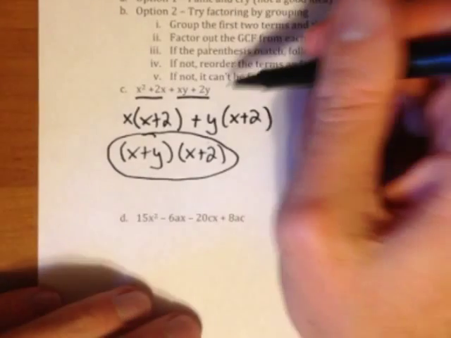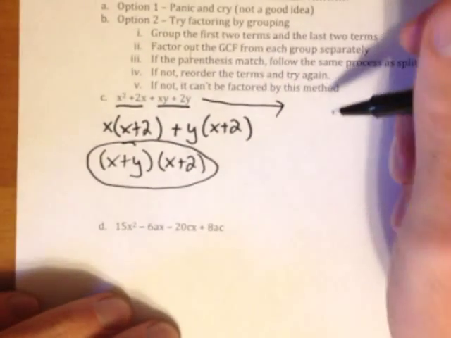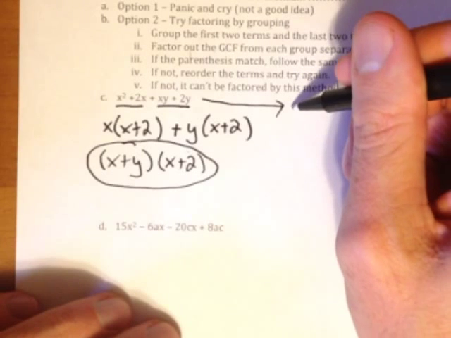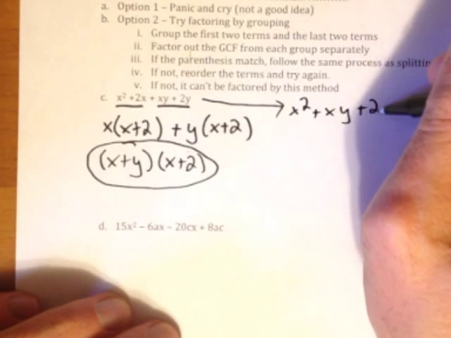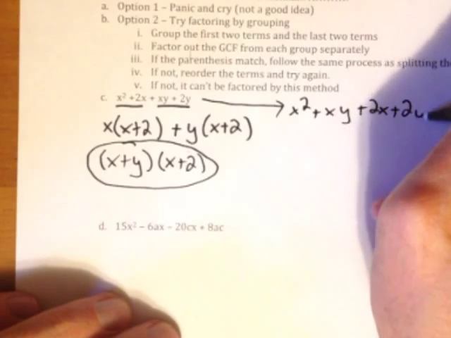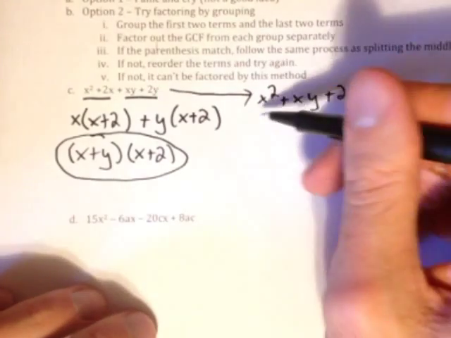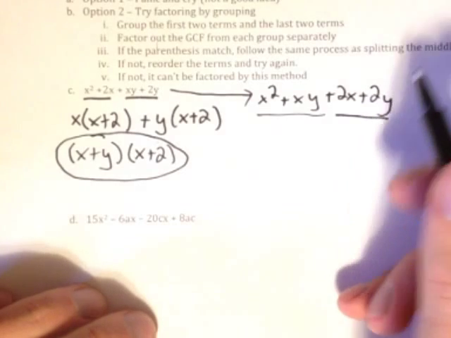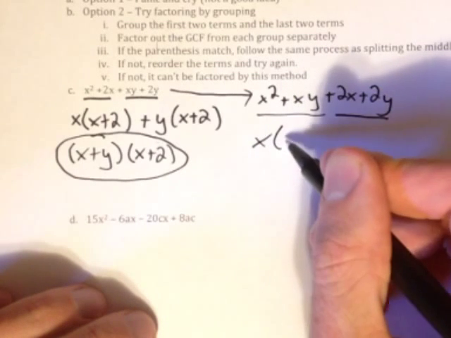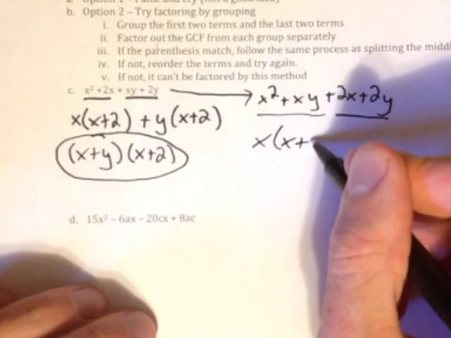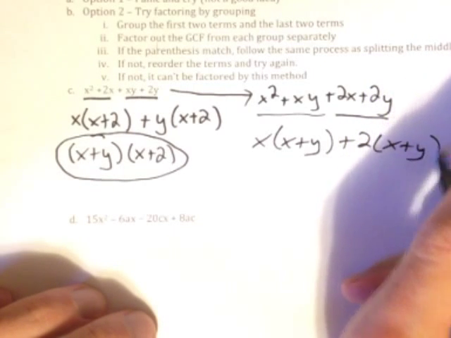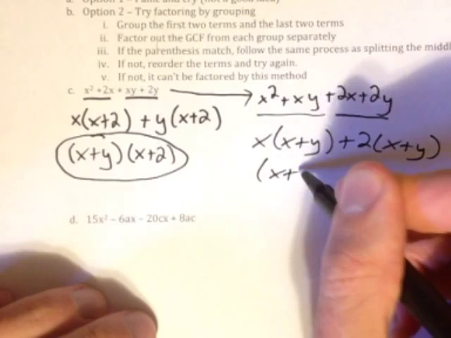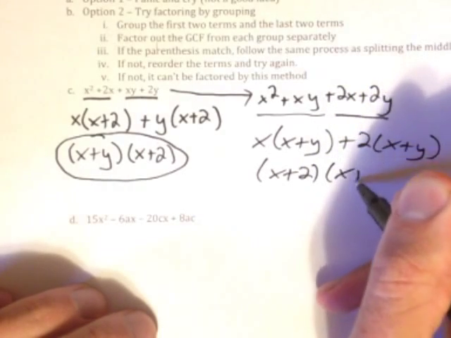One quick thing that I want to show you here: if I flip those middle two terms around and did x squared plus xy plus 2x plus 2y, and I tried factoring by grouping this way, I'm just going to go ahead and do it. I get x times x plus y plus 2 times x plus y. The parentheses match, and guess what? I get the exact same answer.